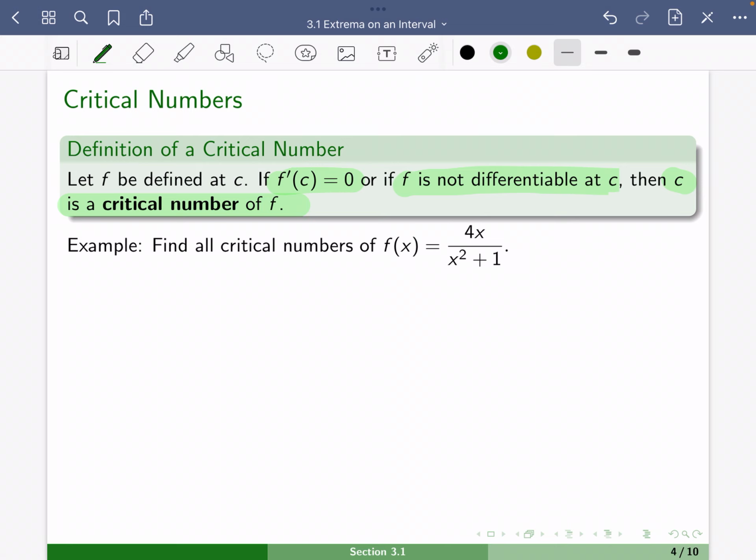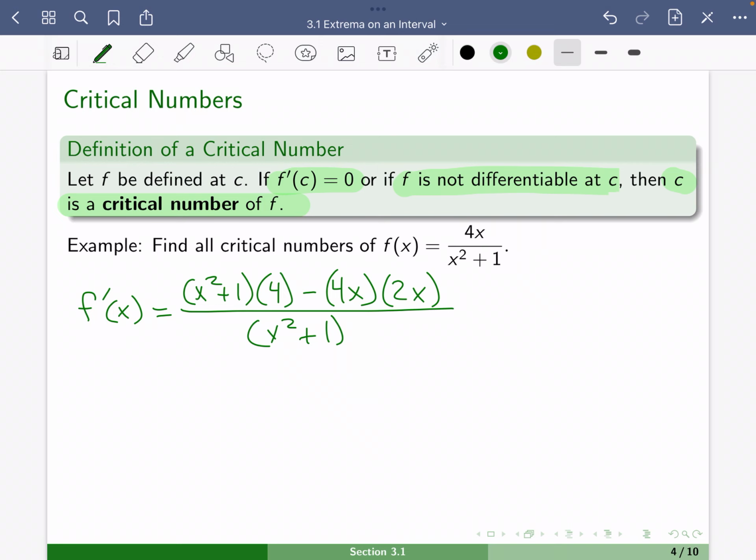So let's look at this example. Find all critical numbers of the function f of x equals 4x over x squared plus 1. So how are we going to find those critical numbers? Well, first we're going to take our derivative. We will use the quotient rule. So we have low d high minus high d low, square the bottom, and away we go. So that is our derivative.